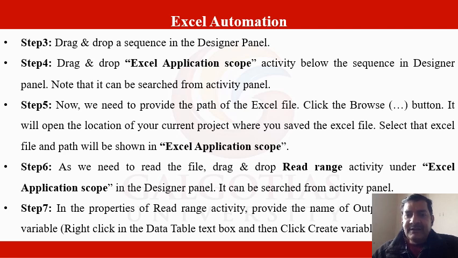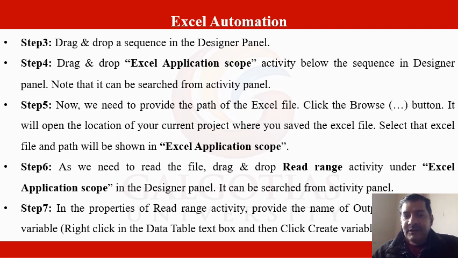You just simply drag and drop that particular activity under the Excel application scope in the designer panel. It can be searched from the activity panel. Okay, step 7: in the property of the read range activity, provide the name of the output variable.